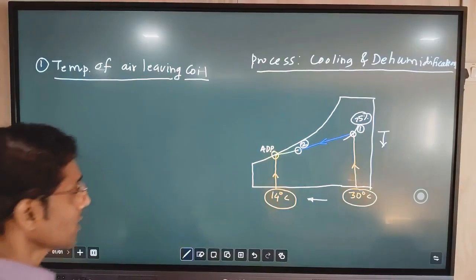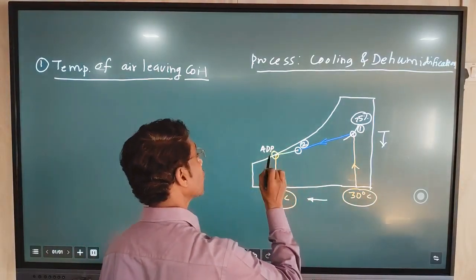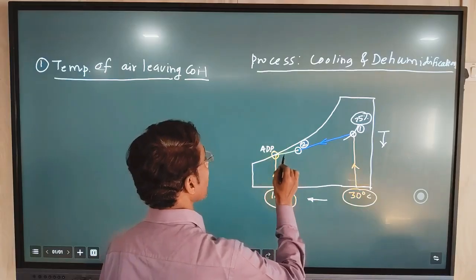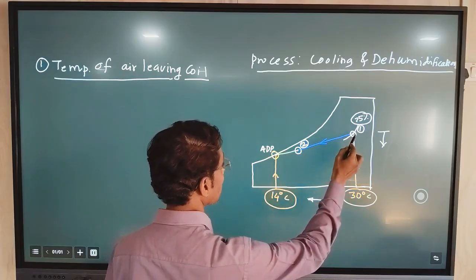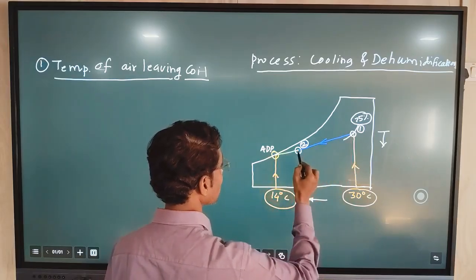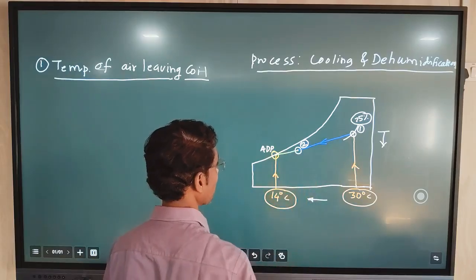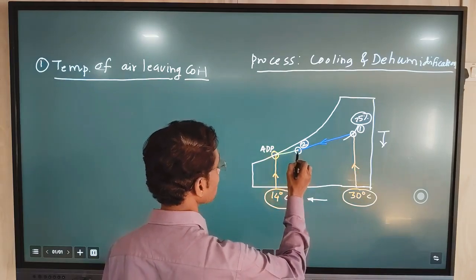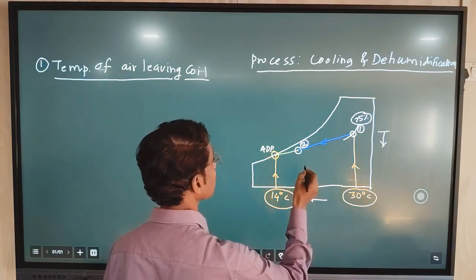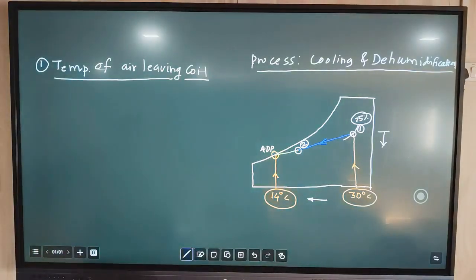Now in this case, with the concept of the bypass factor of the cooling coil, this is the inlet temperature, and the outlet temperature of the cooling coil will come in between 1 and ADP. That is why this point number 2 will be coming here in between. That temperature we don't know, but we can find it with the help of the formula for the bypass factor of the cooling coil.